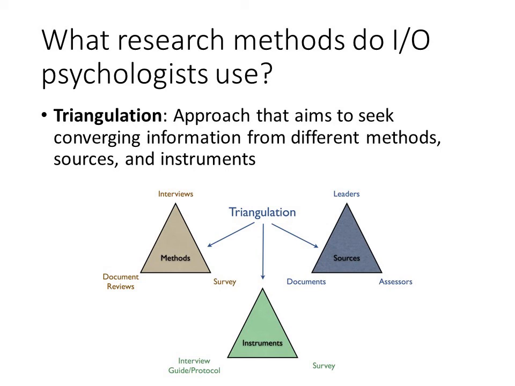Later in the course, we will learn about job analysis. This process also uses triangulation by collecting information from the organization, by observing people doing their jobs, by interviewing subject matter experts, by collecting survey data from subject matter experts as well. All of the information that is collected is then analyzed by the IO psychologist and fed back to the organization in the form of a job description.